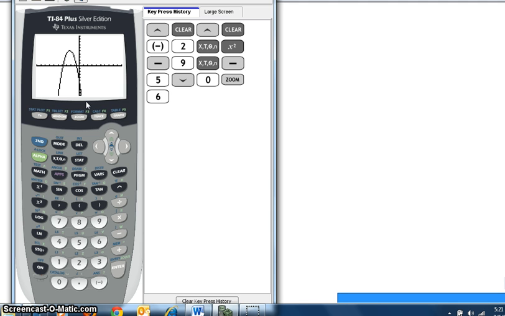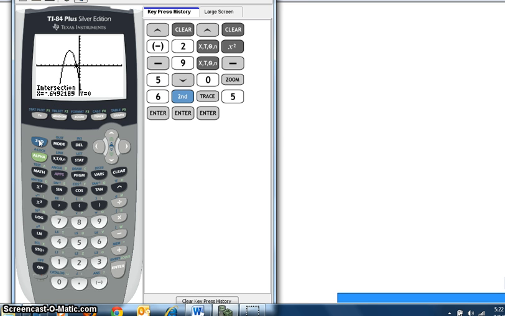So now I am looking for my points of intersection. But keep in mind that we don't see that horizontal line because it's actually hidden. Remember that if y equals 0, that's the x-axis. So our points of intersection are actually our x-intercepts this time. To find them, I do second, trace, 5, enter, enter, enter. So my first point of intersection, or my first x-intercept, is at negative 0.65.